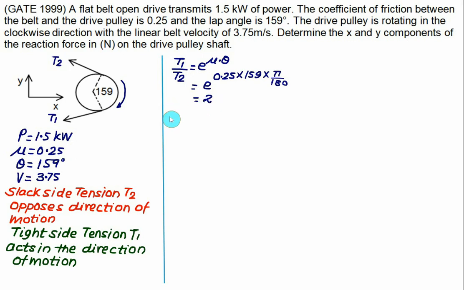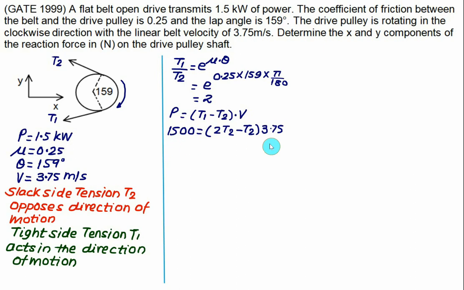And the power transmitted P is given as the difference between the tension on the tight side minus the tension on the slack side, multiplied by linear velocity V. Power you have to take in watts, which is 1500. Here T1 is replaced as 2 times T2, minus T2, multiplied by the velocity V, which is equal to 3.75. Meter per second is the correct unit, 3.75.